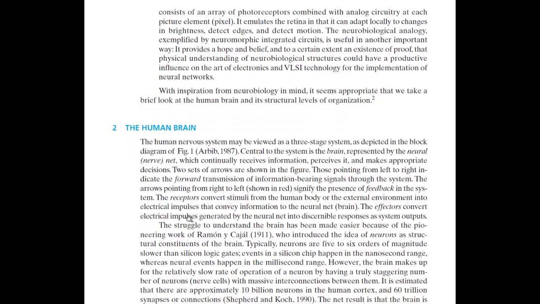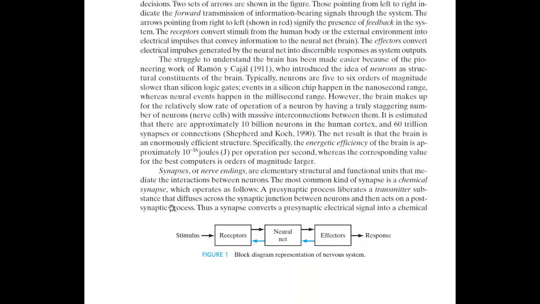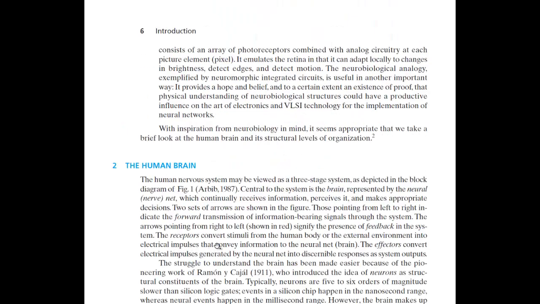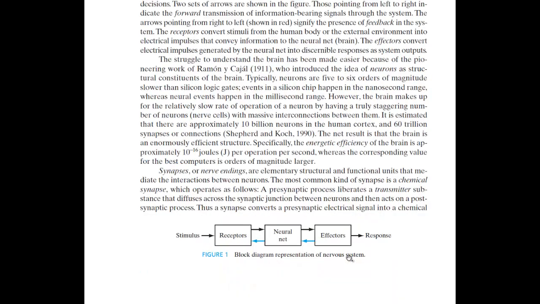Now coming to the second one, that is the receptors. The receptors convert stimuli from the human body or the external environment into electrical impulses that convey information to the neural net, that is our brain. The effectors convert electrical impulses generated by the neural net into discernible responses as system outputs. Okay, so here we have seen that the neural net is our brain, and about the receptors and the effectors, and we get the response.